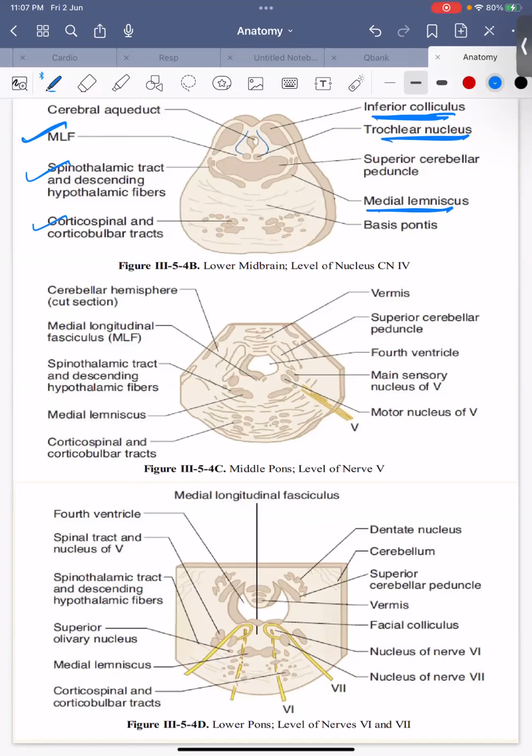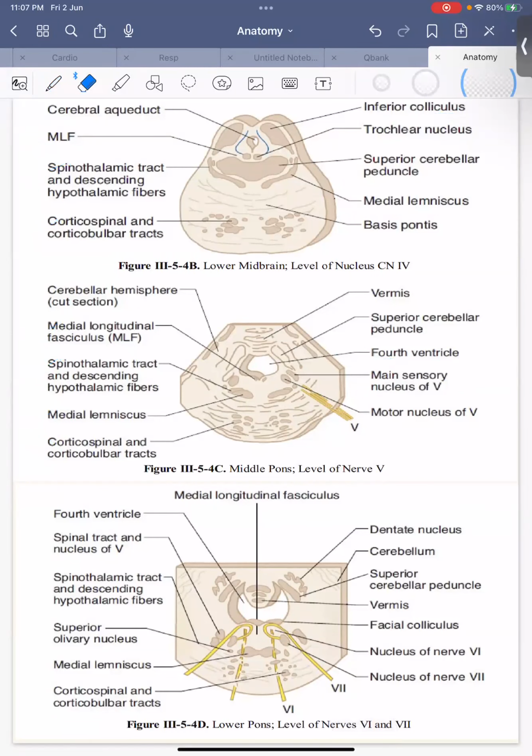Now let's talk about the middle pons level. In the middle pons, you have only the cranial nerve 5. At the middle pons level, you can see this is a cavity, not the fourth ventricle. Now you have the main nucleus of the cranial nerve 5 as well as the motor nucleus of the cranial nerve 5. The motor nucleus is the medial one. Then you have the corticospinal tract, corticobulbar tract, medial lemniscus, spinothalamic fibers, a descending hypothalamic fiber, and the medial longitudinal fasciculus. So this is at the level of the middle pons.